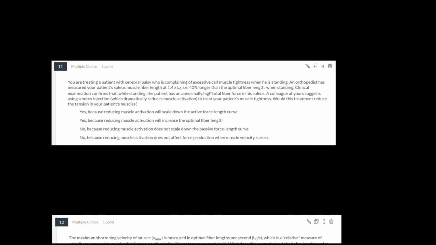Okay, about halfway through this stack of force length velocity questions. This is a more applied one. You're treating a patient with cerebral palsy who complains of excessive calf muscle tightness when he's standing. Orthopedist has measured the patient's soleus muscle fiber length at 1.4 times the optimal fiber length. So that means on that force length curve, I just kind of draw a sketch of it where here's 1. That means we're up here at 1.4. So I'm already thinking active force production for this person is going to be really low.